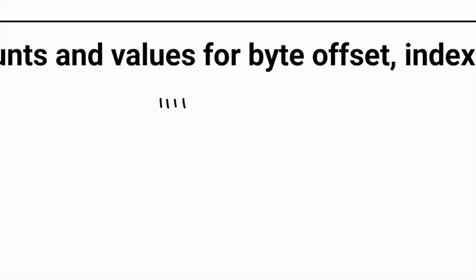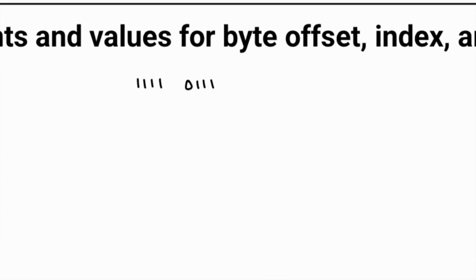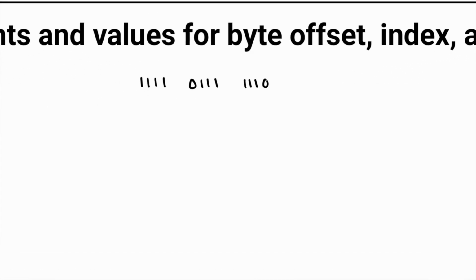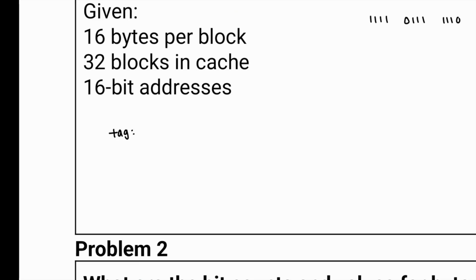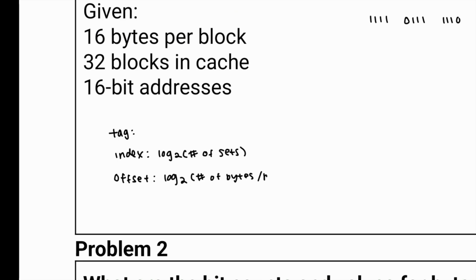F is 1111. 7 is 0, 1, 1, 1. E is 1, 1, 1, 0, and then 0, 0, 1, 1 for 3. So that's our address. First, we need to calculate the tag, the index, and then the offset. We know that the index is just log 2 of the number of sets, and the offset is log 2 of the number of bytes per block.